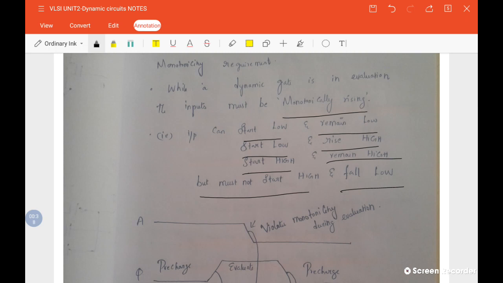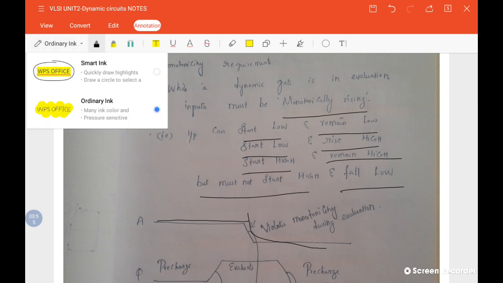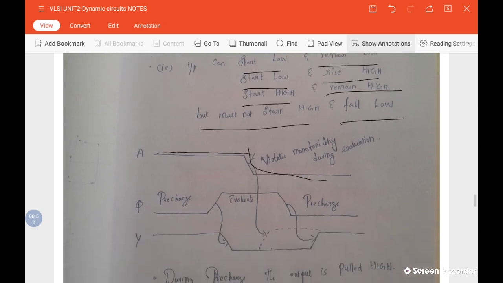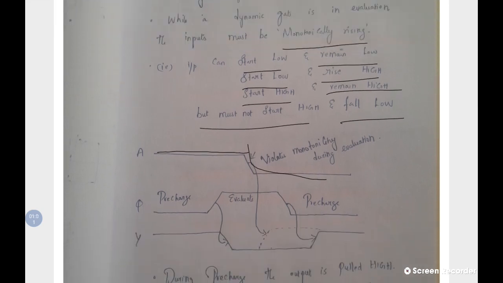You can see here the signal A starts high and during evaluation it goes to low. This kind of behavior is called a violation of monotonicity. To get the correct output function from the dynamic circuit, the input must be monotonically rising. Now we'll see how this monotonically falling input changes the output.